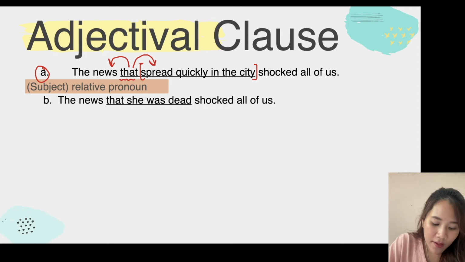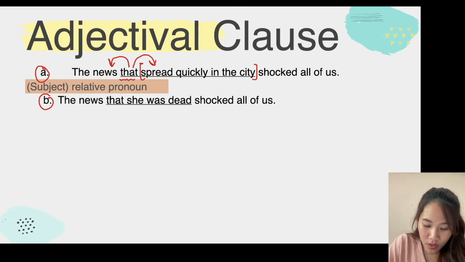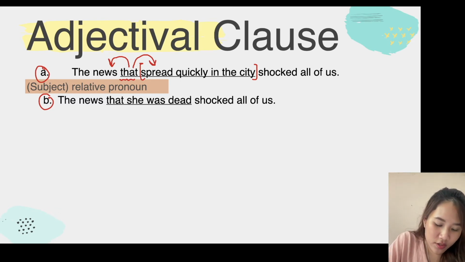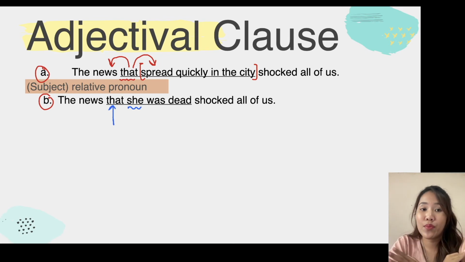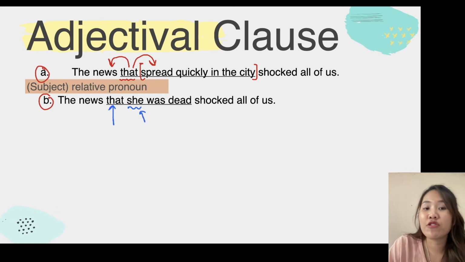However, if you can see here in item B, the news that she was dead shocked all of us, so we have the subject "she" as well. So definitely that here will not be the relative pronoun, since we already have the pronoun "she" functioning as subject of the adjectival clause here.